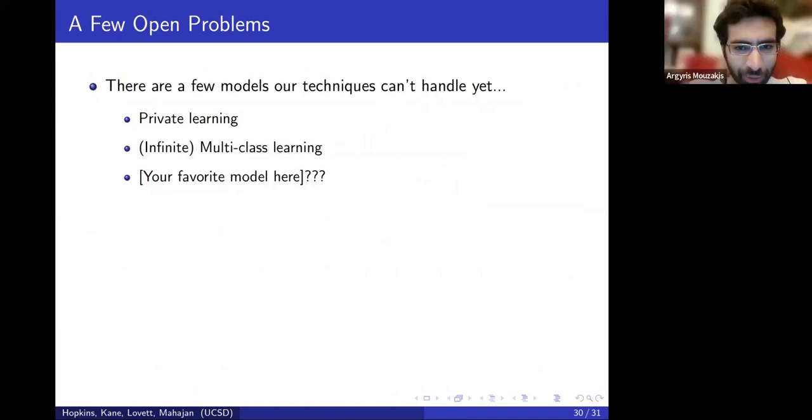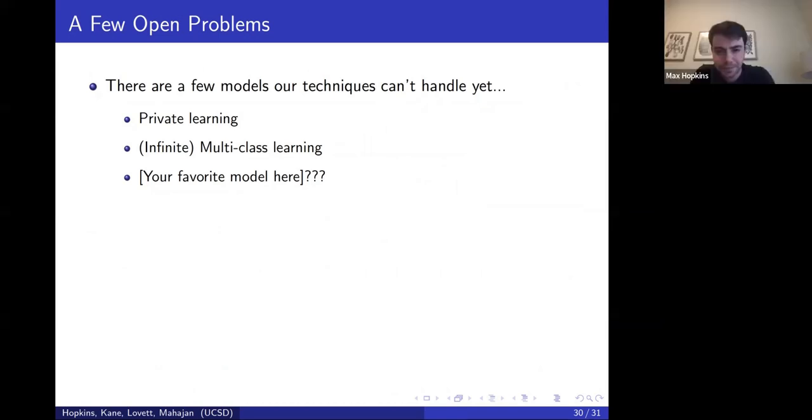Yeah, sure. Go ahead. Okay, so let me just mention a couple of open problems. I listed a big number of models from the past 30 years or so that our reduction does unify and handle. But I cheated a little bit. I left out a few that we can't really handle yet. And so let me talk about these a little bit.